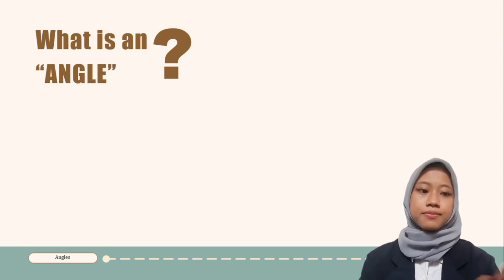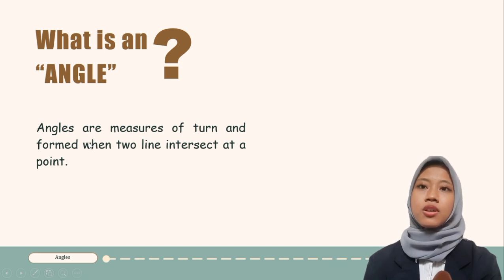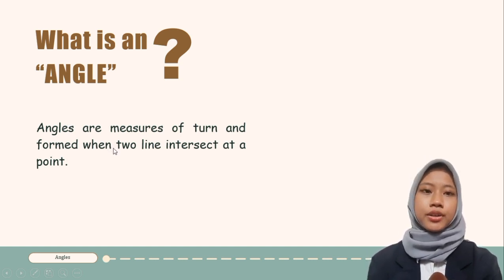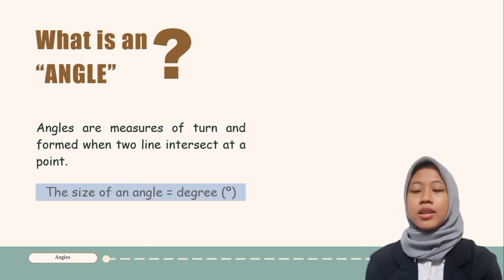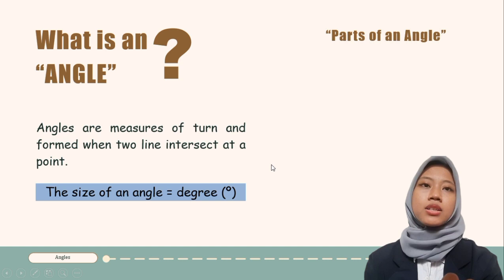What is an angle? Angles are measures of turn and form when two lines intersect at a point. The most common measure of the size of an angle is the degree. There are parts of an angle.